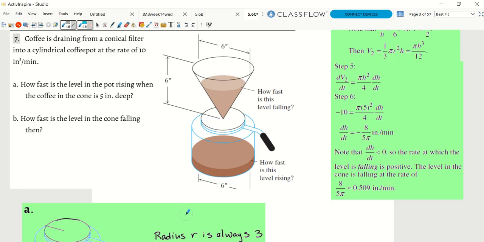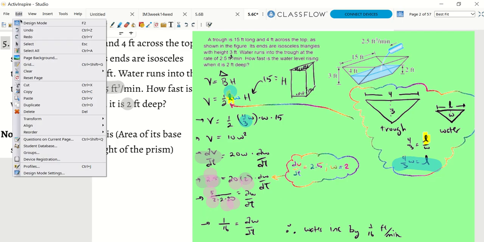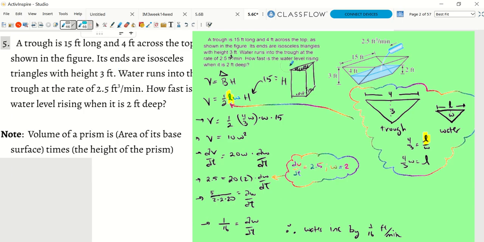Okay, let's go to number 5. Okay, number 5, here we go. We have this diagram over here, okay, and it's asking for how fast is the water level rising, okay? So let's just look at this. So basically, let's look at this volume over here.